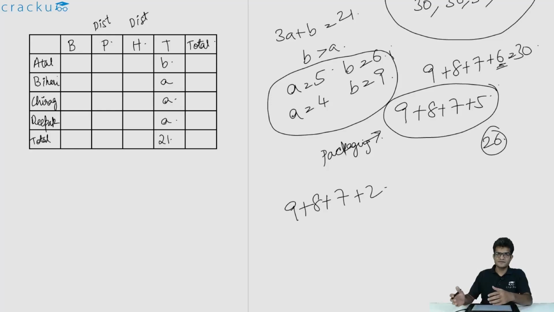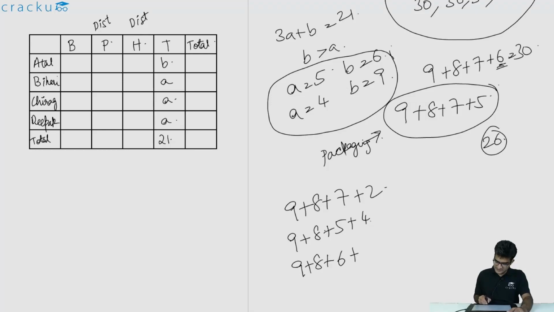You can decrease it from different numbers. You can also decrease, say, 2 each from 7 and 6. So it can be 9 plus 8 plus 5 plus 4. This also will total up to 26. You can also decrease 3 from one and 1 from another. It can be 9 plus 8 plus 6 plus 3. I think this also will total up to 26. There are many other cases in which this is possible.